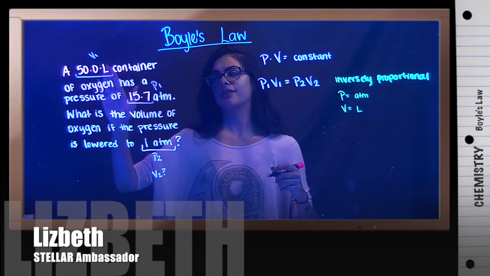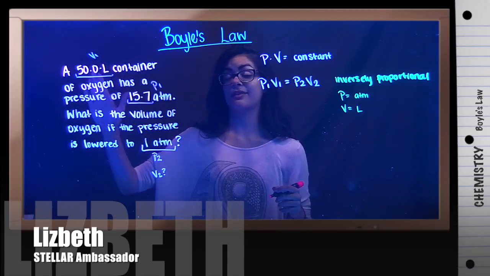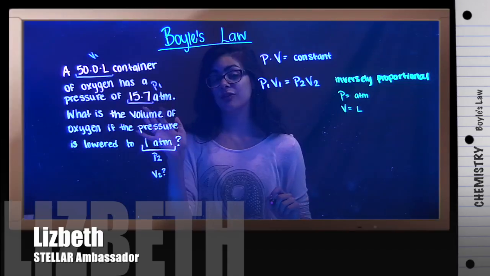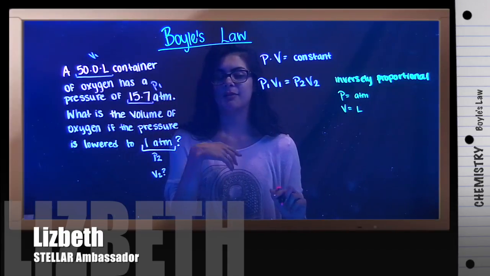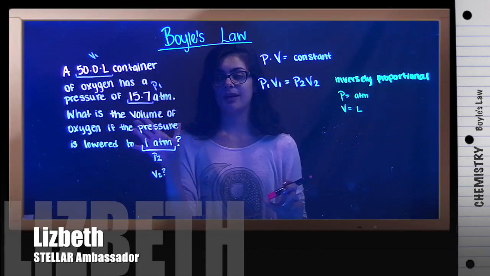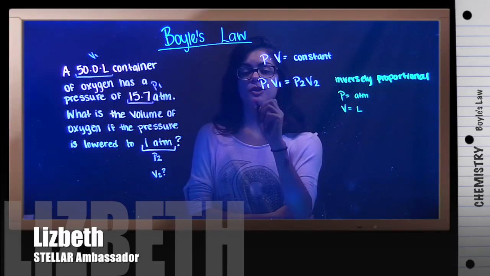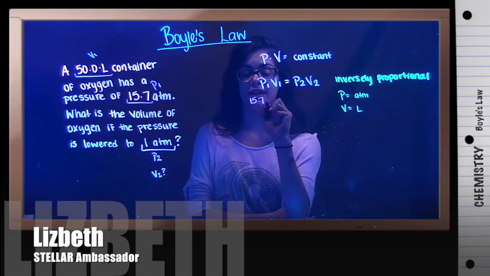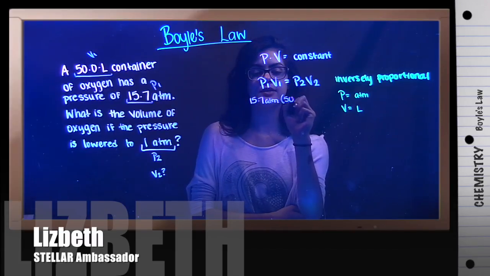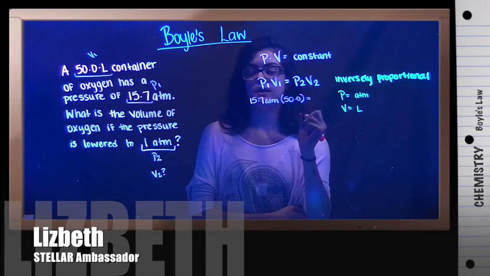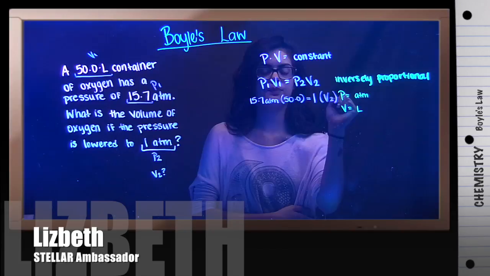If, let's say, this was given to us in millimeters or centimeters cubed or milliliters, then I would have to convert that to liters. And if this was given to me in torr, millimeters of mercury, pascals, kilopascals, etc., I would have to convert it to atmospheres. It's a really easy way to practice your conversions as well. So I'm going to go ahead and plug them in. My pressure one is 15.7 atmospheres. My volume one is 50.0 is equal to, my second pressure is 1, and then I have V2.